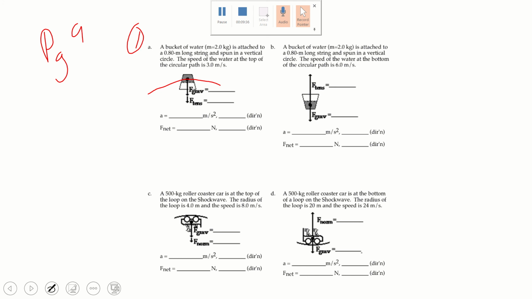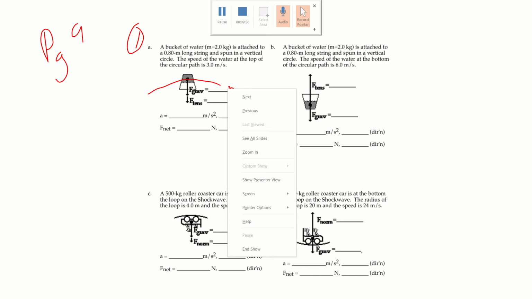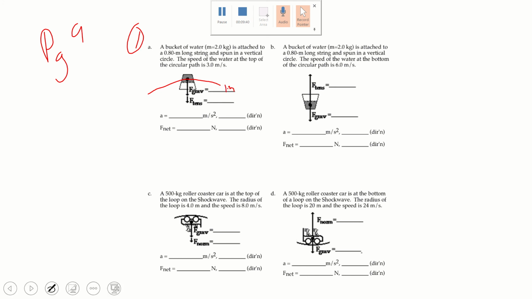First, the force of gravity. Force of gravity is always just going to be m times g. So our mass of 2 kilograms times 9.8, so that's 19.6 newtons. Okay, that's an easy one.